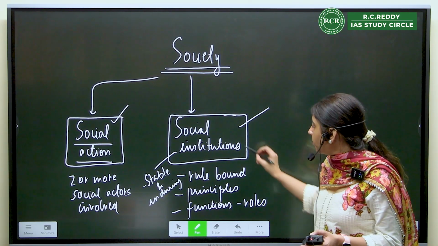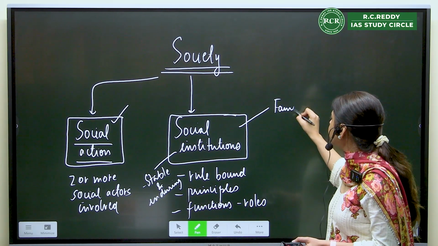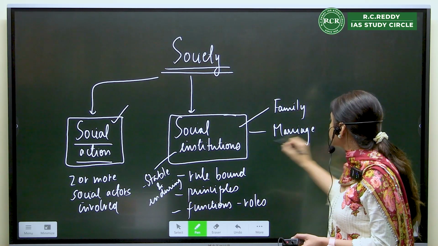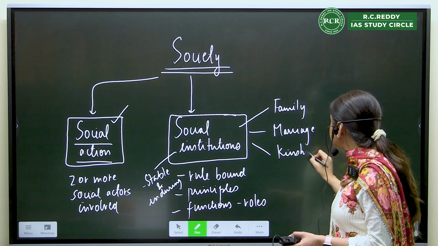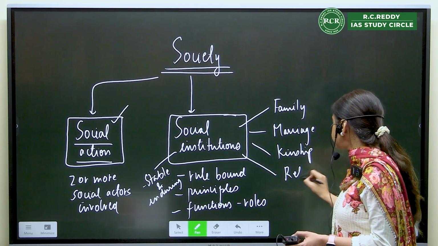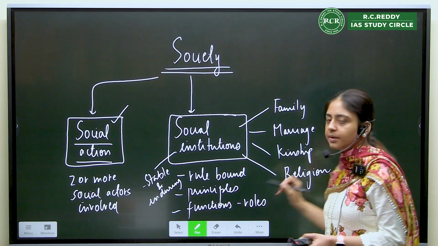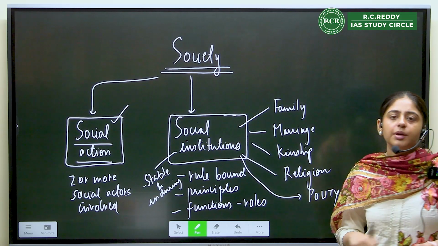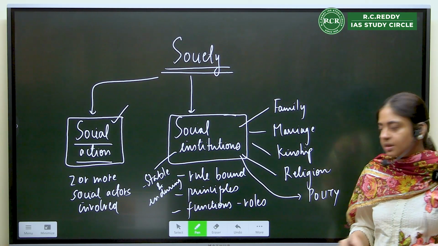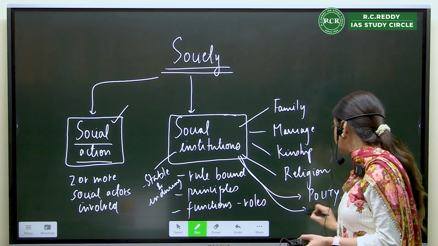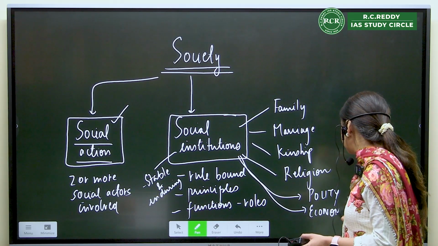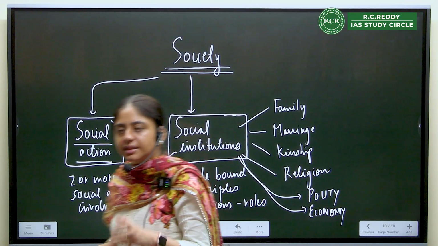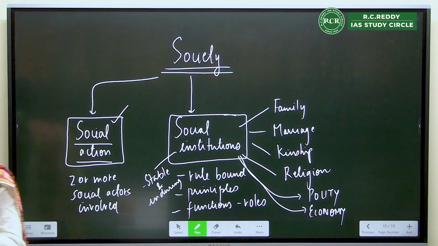Now, if we are talking about social institutions, here family comes in. Marriage is a social institution. Kinship is a social institution. Religion is a social institution, right? Your polity structures, which we'll do in your politics and society, power structures, that is also here. Even economy. So all of these are rule bound. People have roles in them. It is stable. It is not unstable in nature.